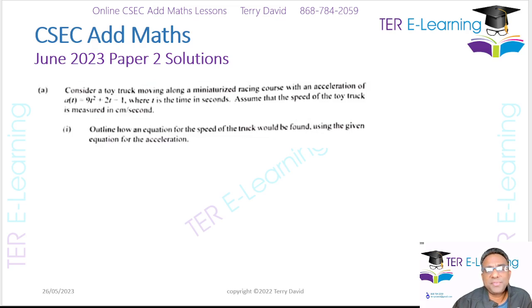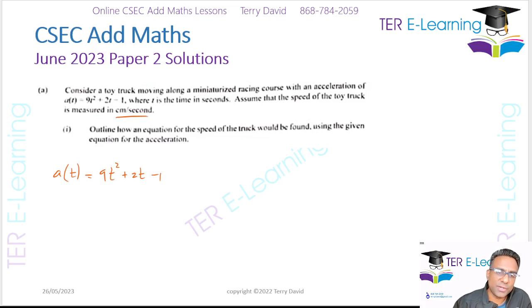Question 5, they said consider a toy truck moving along a miniaturized racing course, with acceleration a(t) given by 9t squared plus 2t minus 1, where t is the time in seconds. Assume that the speed of the truck is measured in cm per second. Outline how an equation for speed would be found using the given equation of the acceleration.